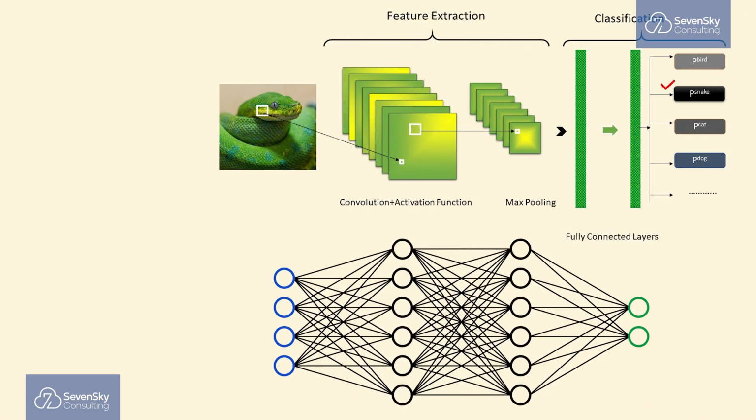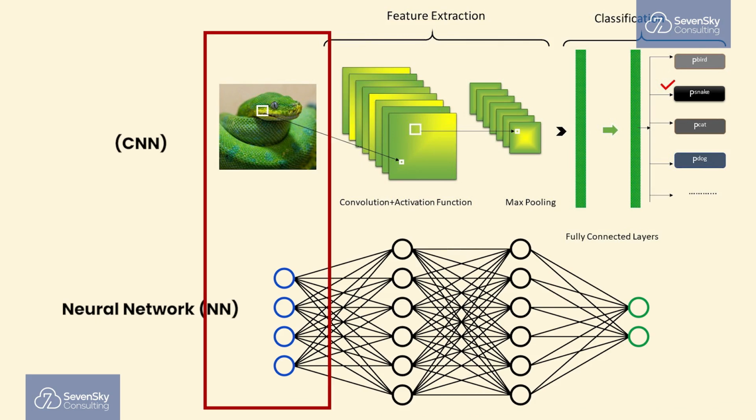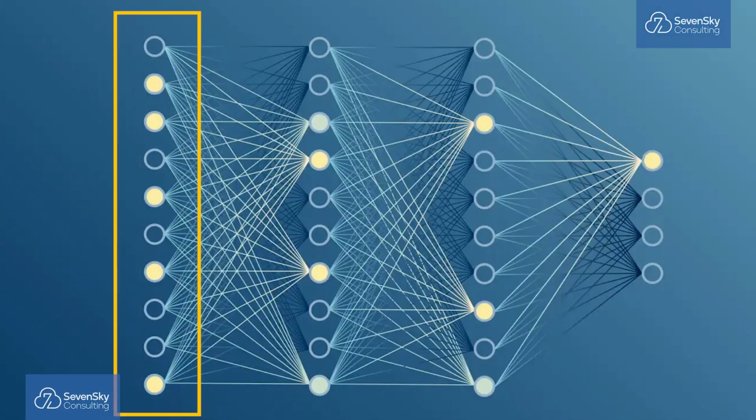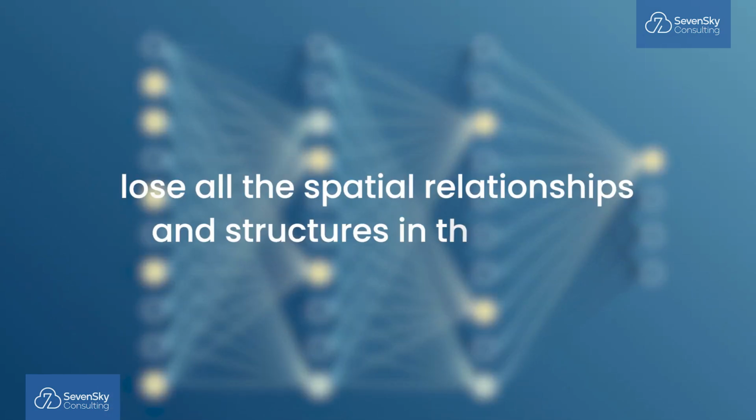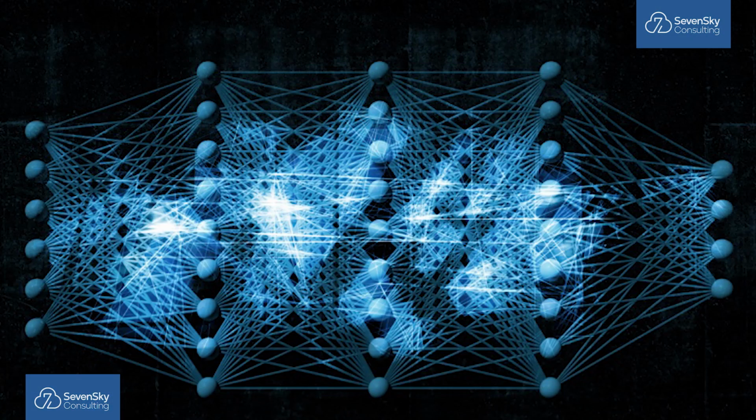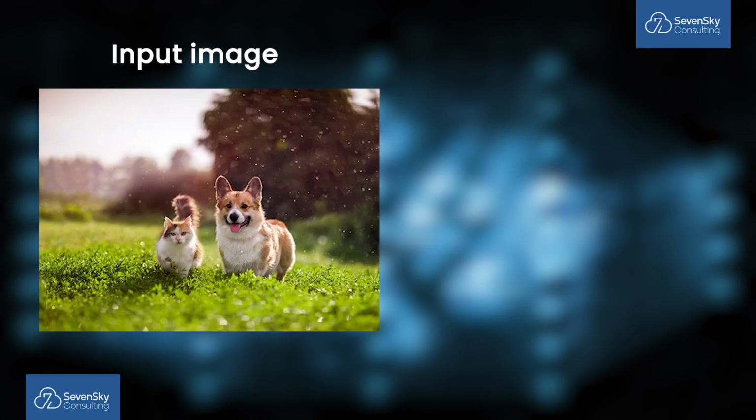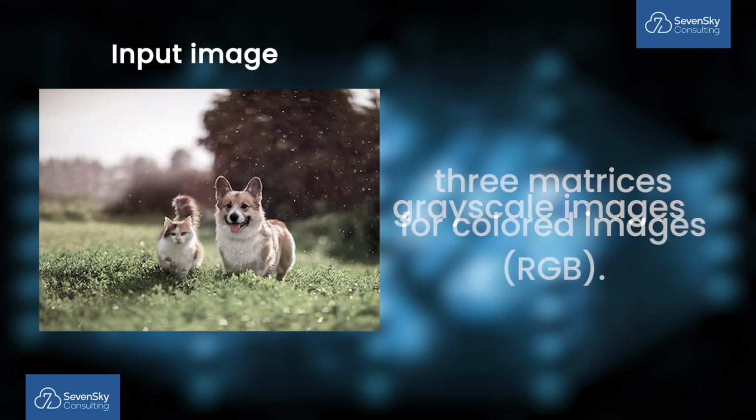The first major difference between a traditional neural network, NN, and a CNN lies in how the input is processed. In an NN, the input is often flattened into a 1D array, which causes the network to lose all the spatial relationships and structures in the image. In a CNN, however, the input remains in its original 2D format, represented as a matrix for grayscale images or as three matrices for colored images, RGB.